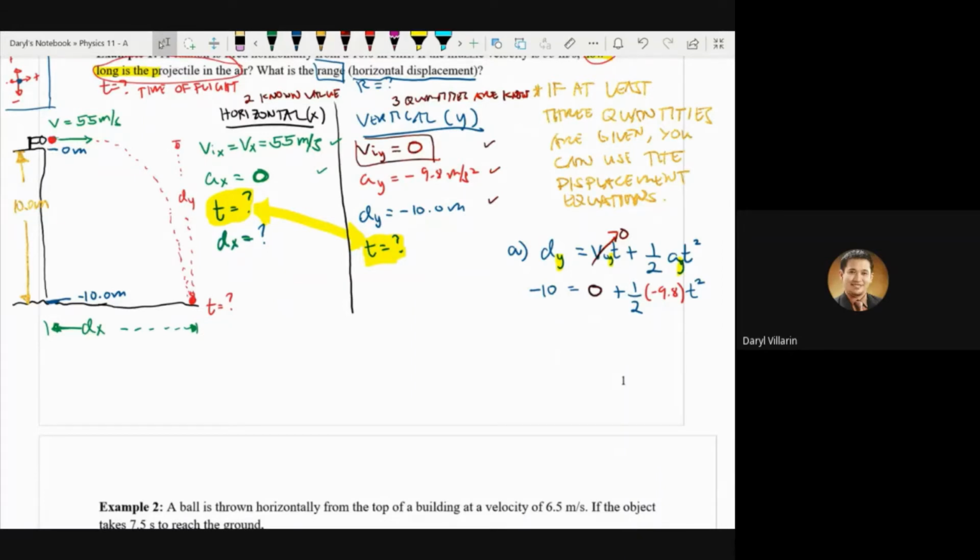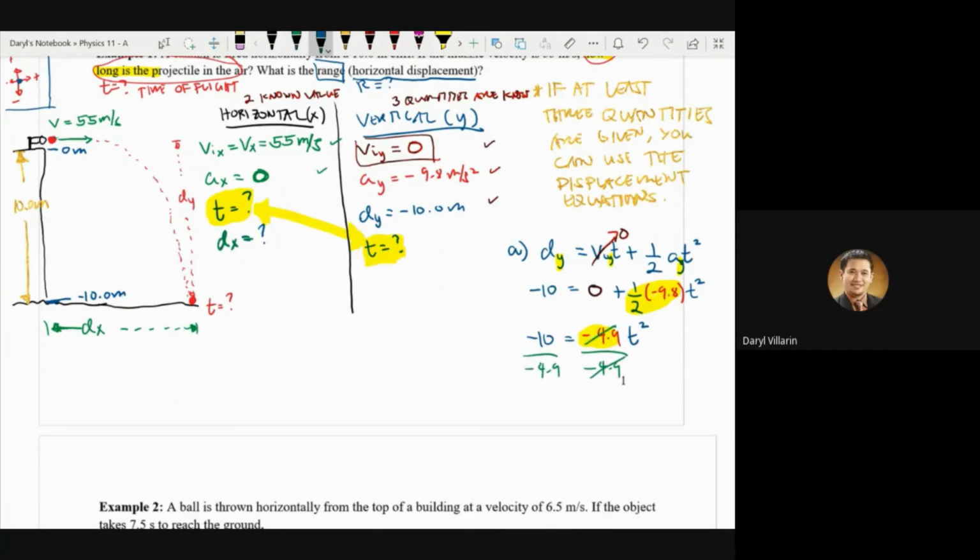You'll have a problem if, after plugging in everything you have, there are two variables in your equation. That would be a problem. But in this case, you only have t as the unknown. So if you're going to solve for t, that's negative 10. This is negative 4.9, so if you divide that out, that gives you negative 4.9 t squared. So solving for t, I need to divide this first by negative 4.9.